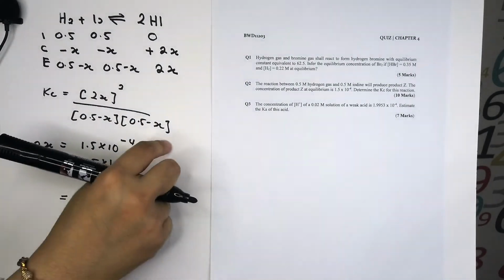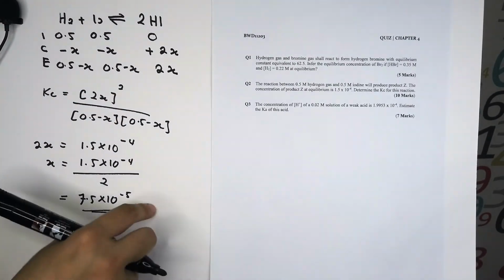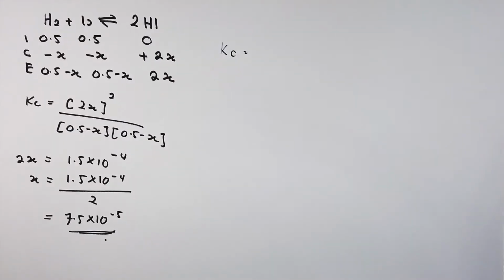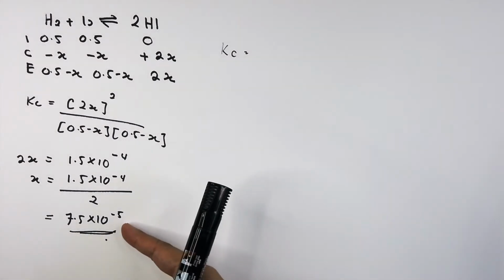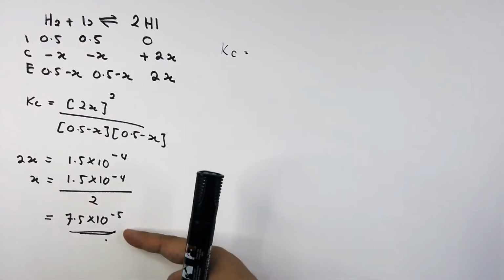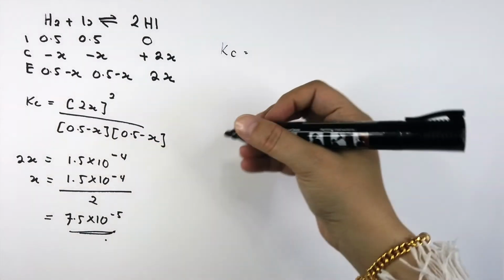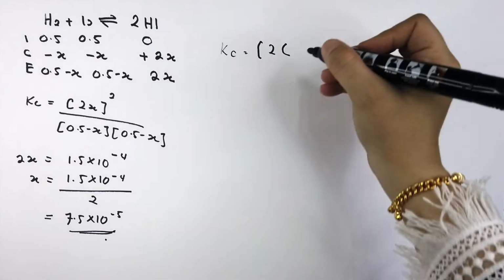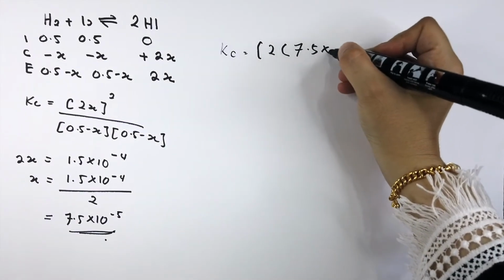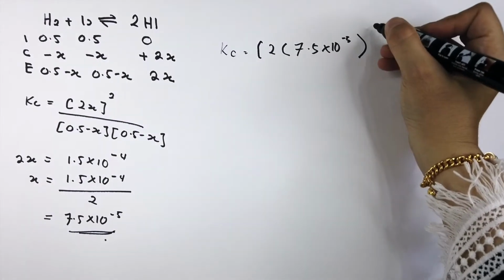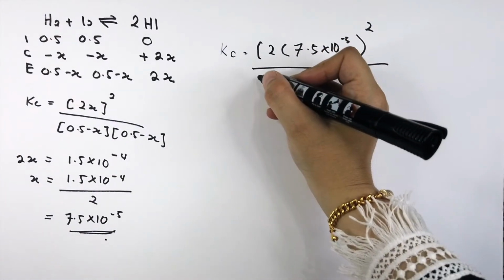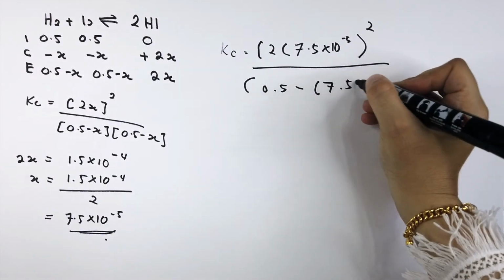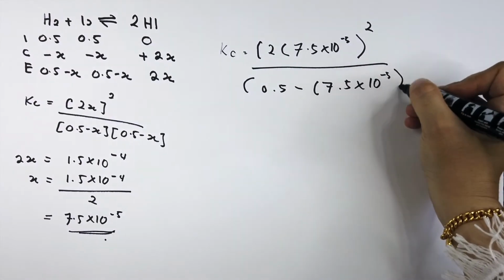So you just need to plug in this value for all the x's so that you can get the value of Kc. Since we already know the value of x, we need to put this value inside the x's in the Kc. So the Kc is equivalent to 2x, so x is 7.5 times 10 to the power of negative 5, squared, divided by 0.5 minus 7.5 times 10 to the power of negative 5, squared.